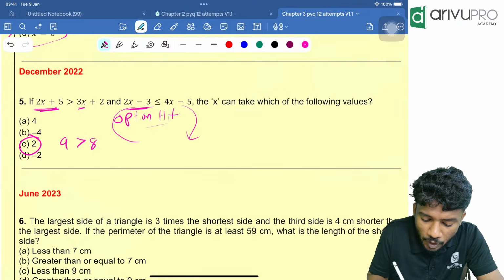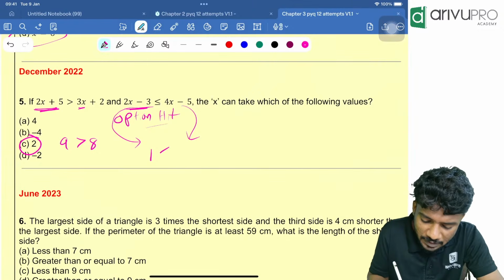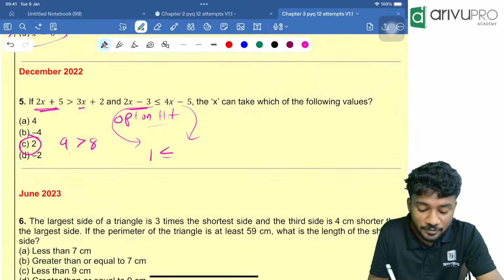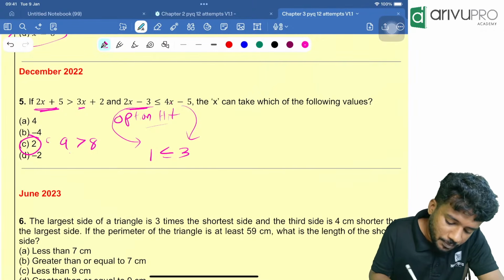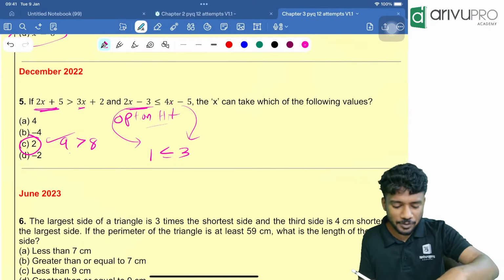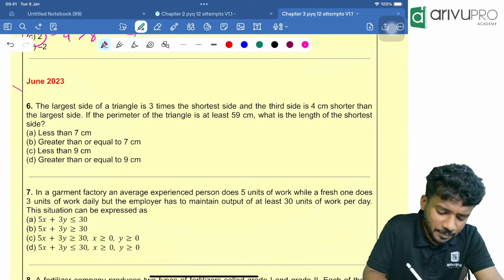Then this option. 2 into 2 is 4. 4 minus 3 is 1, less than or equal to 2 into 4 is 8, 8 minus 5 is 3. That means option C should be your answer. Got the point? Next question. Another easy question, a repeated type of question.